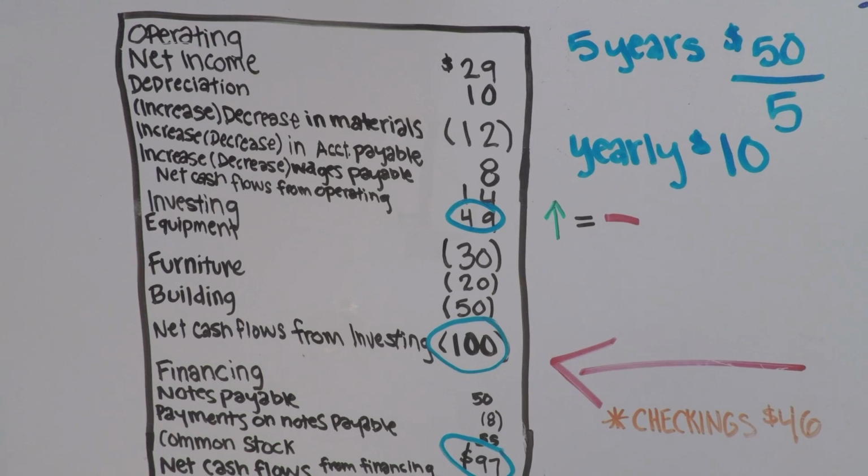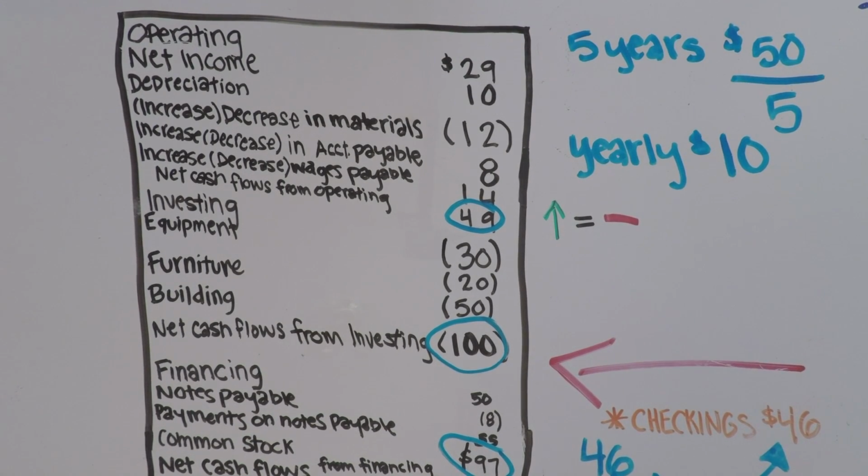Adding all of the netted amounts gives us our ending cash and cash equivalents of $46, which, checked against our checking account, is correct.